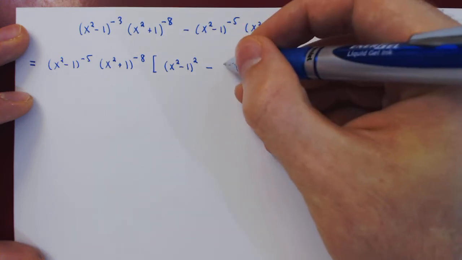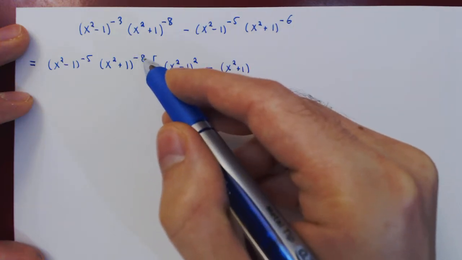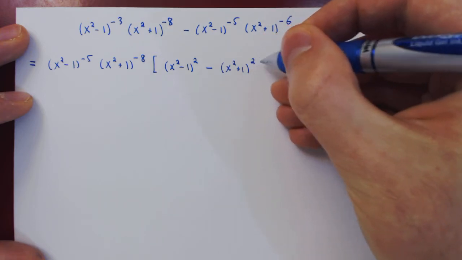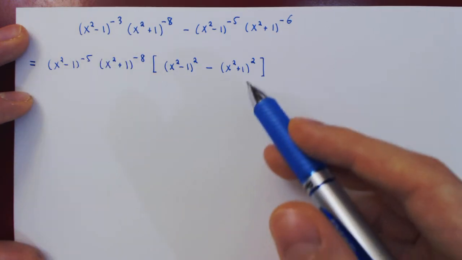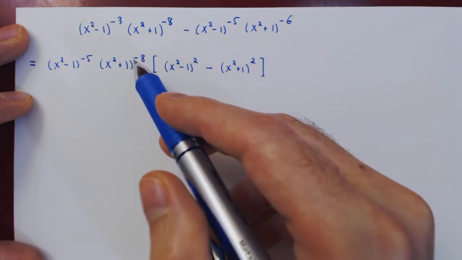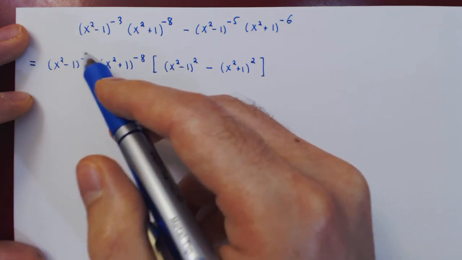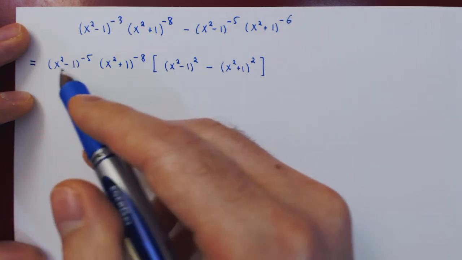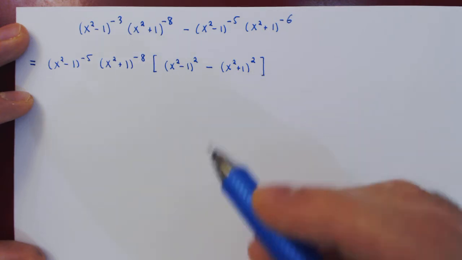And then for the x squared plus 1, we subtracted a negative 8, so that's plus 8. 8 minus 6 is positive 2. And again, if you're not sure, think of multiplying this back in your head. This times itself to the 2, well, we add the exponents, negative 8 plus 2, negative 6, and times the negative 5 power of x squared minus 1. So that's the first step. We have factored two common terms, and let's try and simplify what's left over.